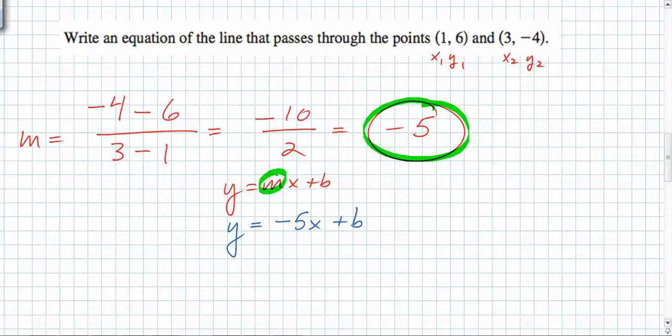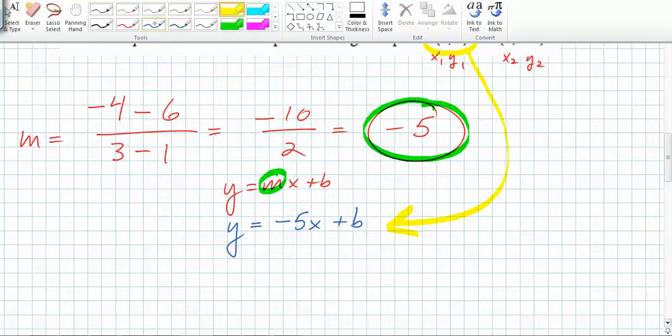We're going to do that by plugging either point, and let's say 1, 6, but we could take either point and plug it into this equation to find b. I chose 1, 6 because both numbers are positive. That's just a preference of mine. So remember, in this case, x is 1 and y is 6.